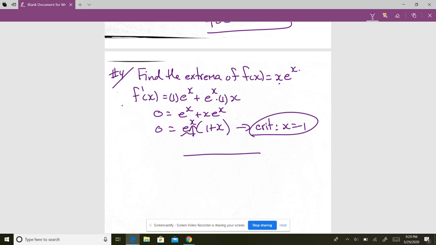So we can do a test. -1. Test the left side and the right side. If I put in 0, remember we're putting into the derivative. This is my derivative. So if I put 0, 0's over here. 0 in here, I got 1 plus 0, which is positive, which means we are.